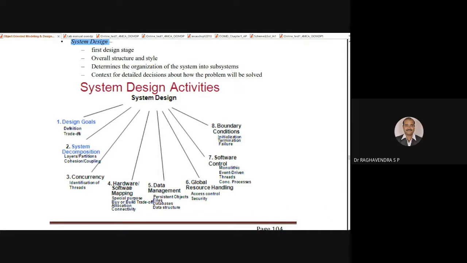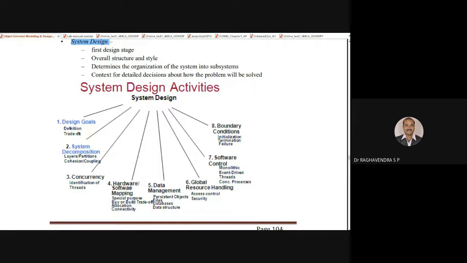The second one is decomposition. Decomposition means to split, to divide. What? Layers, partitions. Okay, if you are going to follow architectures like 3-tier architecture, 2-tier architecture, MVC architecture, what happens? Have you read in DBMS? ANSI-SPARC schema architecture. We have 3 layers: the view layer or view level architecture, the first one. The second one is the conceptual level architecture. The third one we can call the physical level. Okay, so this is all about the layers.